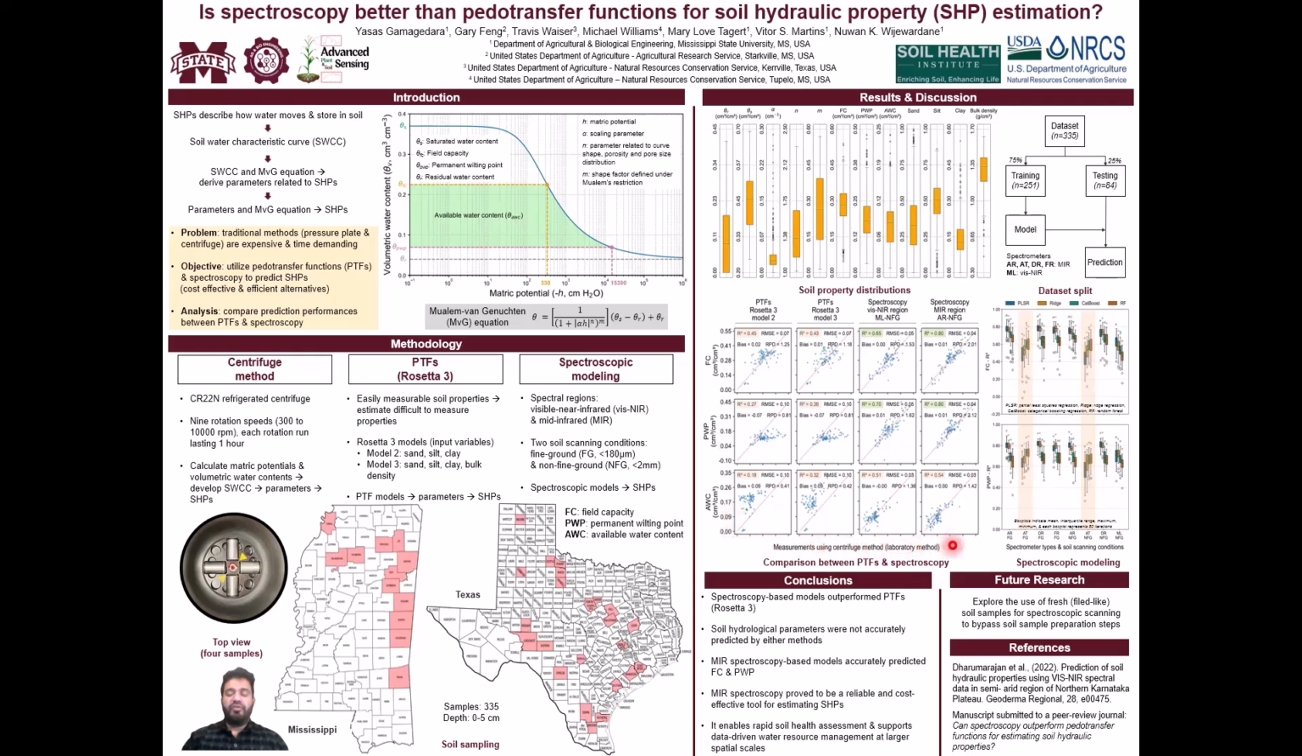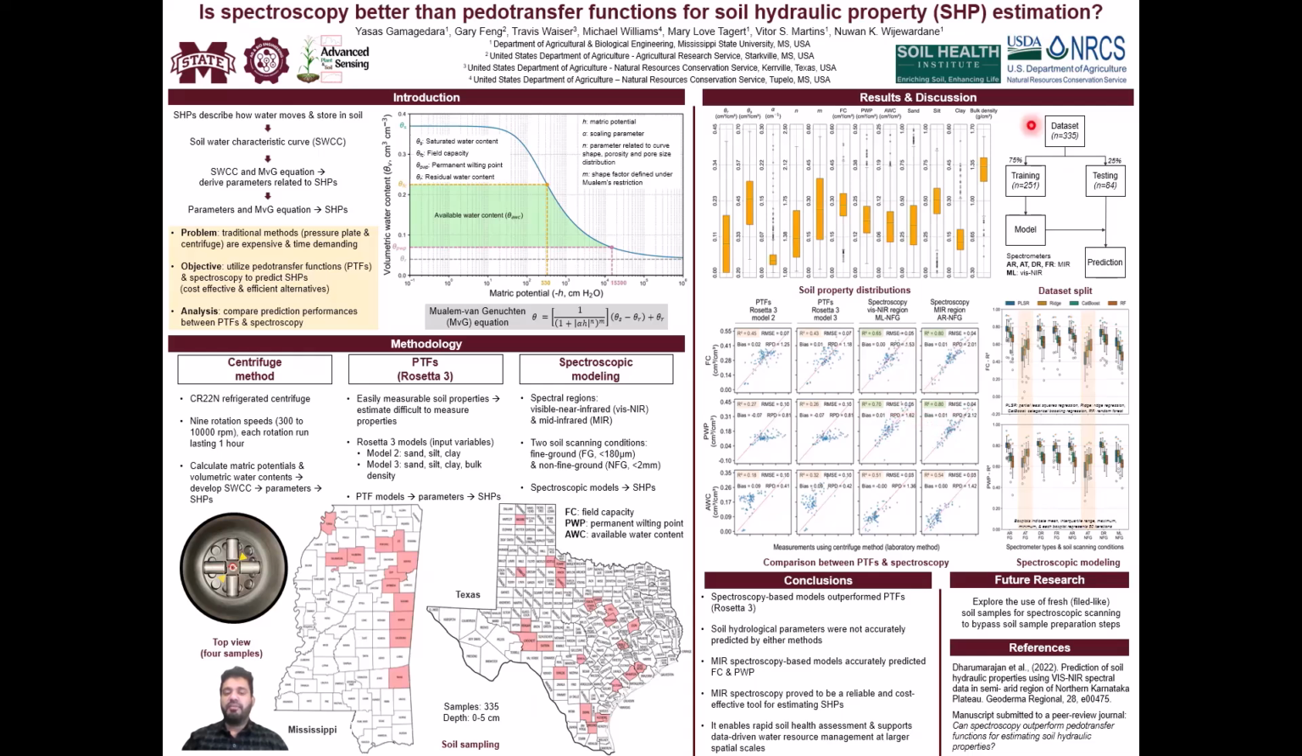The x-axis of all the subplots shows measurements using the centrifuge method, which is the standard laboratory method we selected in this study. When we consider R-squared values, we can see lower accuracy when predicting all 3 soil hydraulic properties using Pedotransfer functions. However, when we use spectroscopic techniques, we can see higher R-squared values for field capacity and permanent wilting point.